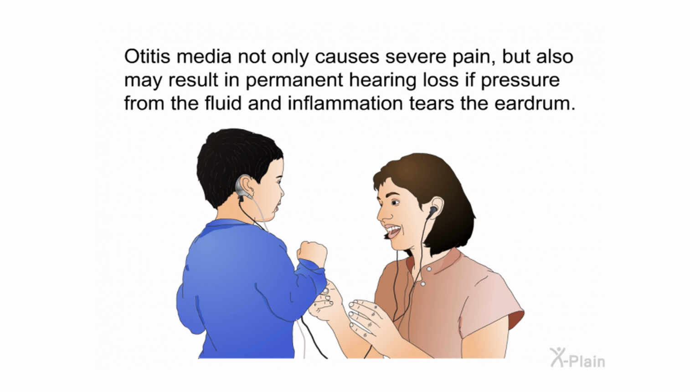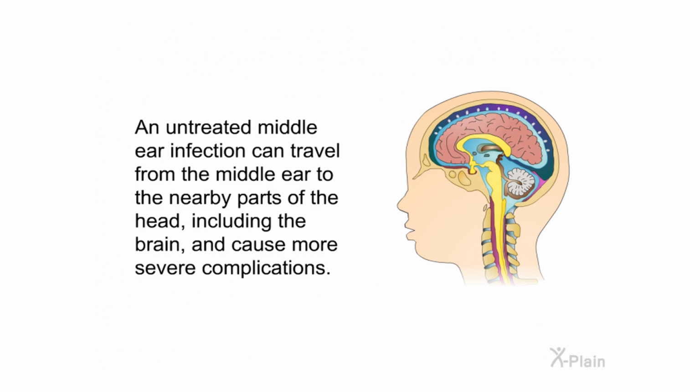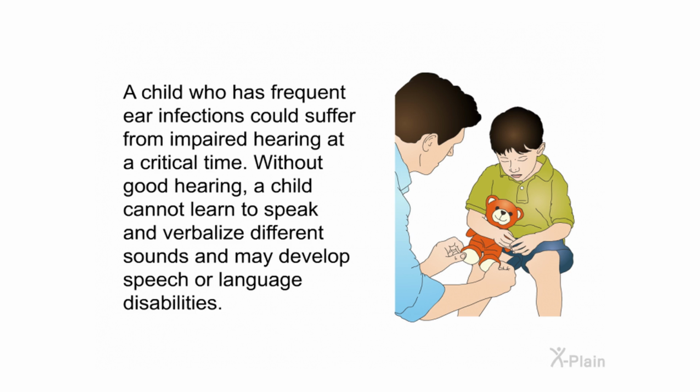Complications. Otitis media not only causes severe pain, but also may result in permanent hearing loss if pressure from the fluid and inflammation tears the eardrum. An untreated middle ear infection can travel from the middle ear to the nearby parts of the head, including the brain, and cause more severe complications. A child who has frequent ear infections could suffer from impaired hearing at a critical time. Without good hearing, a child cannot learn to speak and verbalize different sounds and may develop speech or language disabilities.